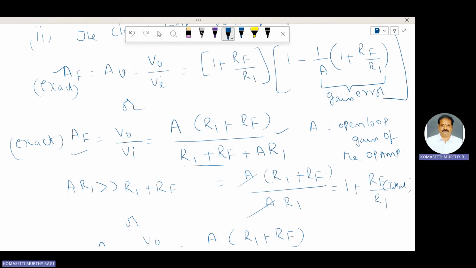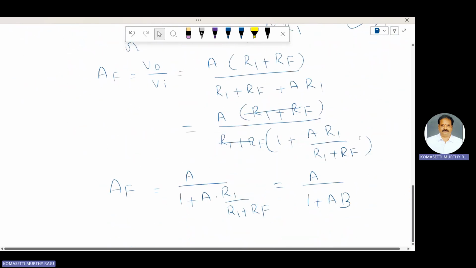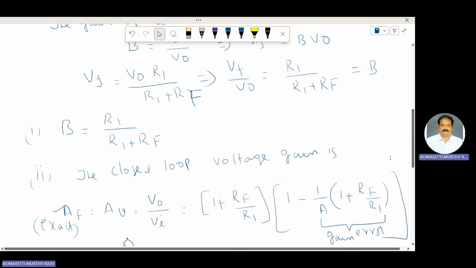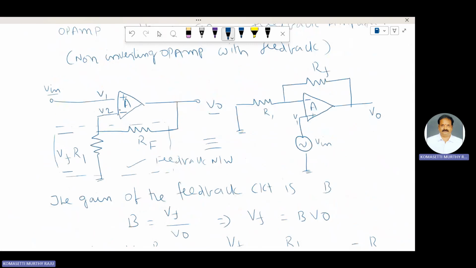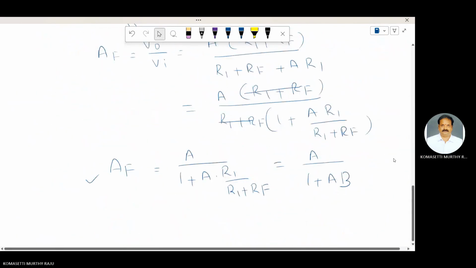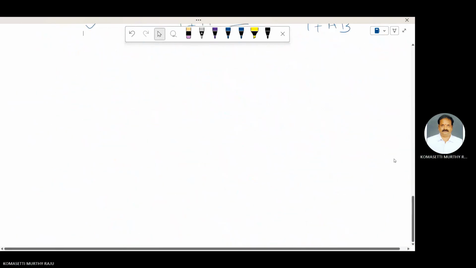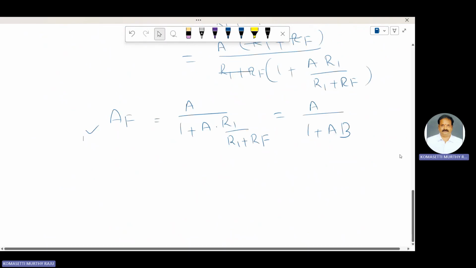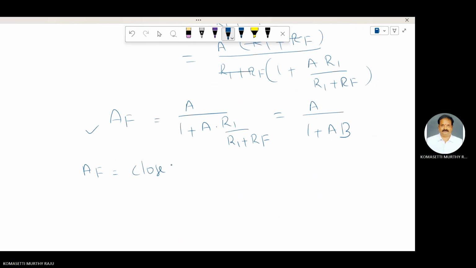These are the four important formulas related to the closed loop gain of the operational amplifier in non-inverting mode. Non-inverting mode means Vin is applied to the plus terminal, which is called the non-inverting terminal of the op-amp. Here AF is called the closed loop voltage gain.